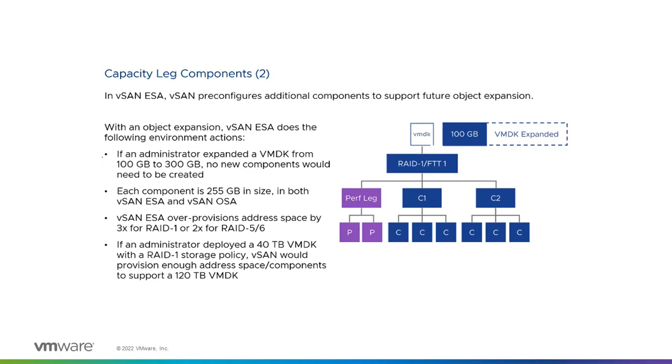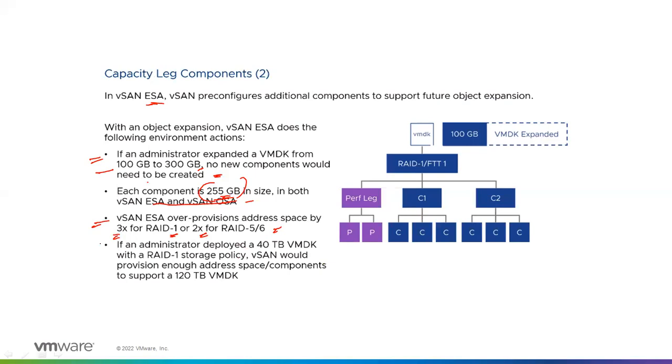So in vSAN ESA, if an administrator expands a VMDK from 100 GB to 300 GB, no new component needs to be created temporarily. Each component size by default is 255 GB, and yes, that's definitely true. vSAN ESA over-provisions address space by 3 times for RAID 1, and 2 times for RAID 5 and RAID 6 that we are using.